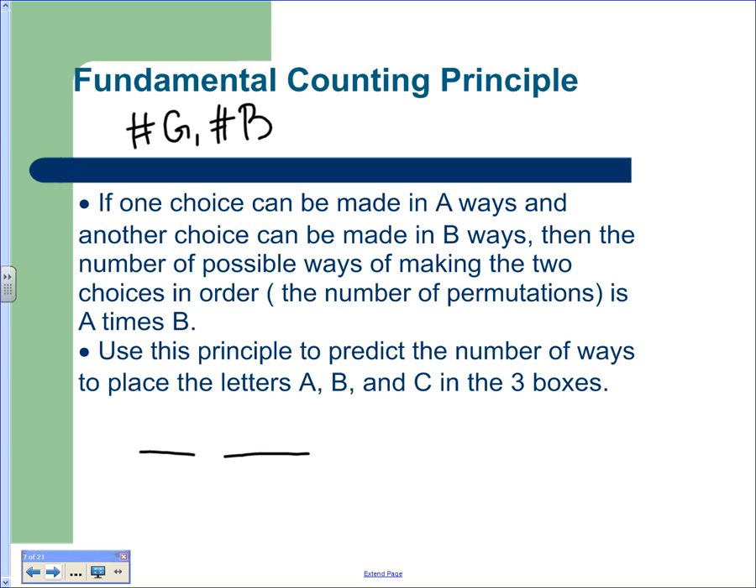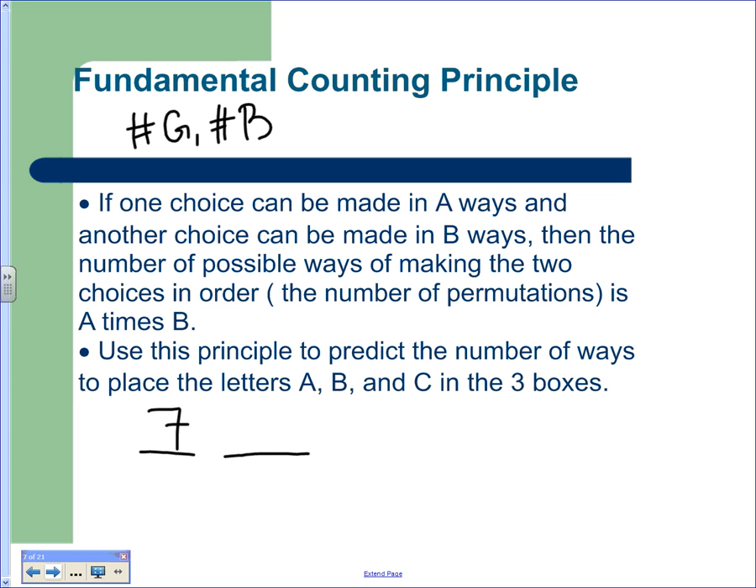Alright, in this classroom, I want to pick one girl student and one boy student. Not literally. I want to know how many different combinations I can make. Well, how many girls are there? So how many girls can you pick? Okay, 7. Sure, that's fine.